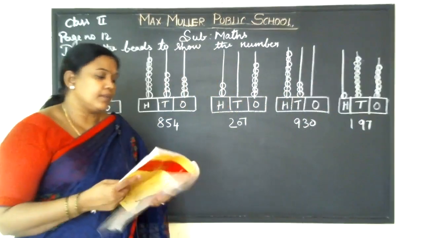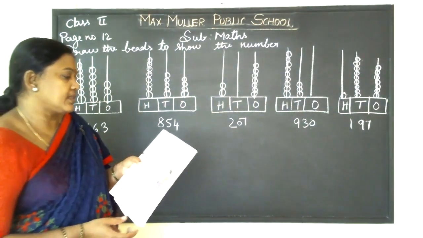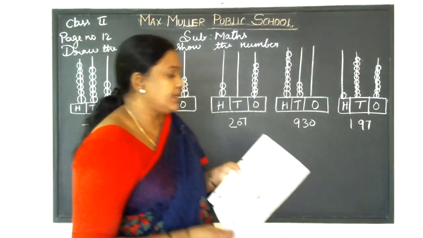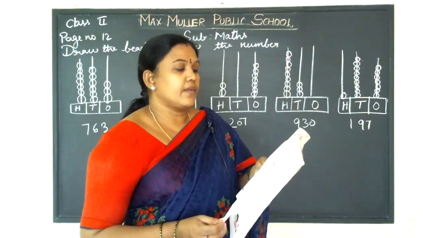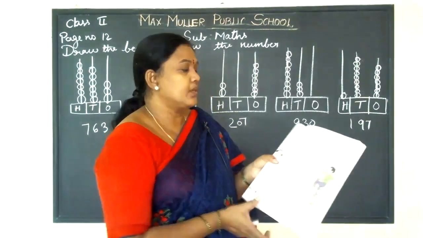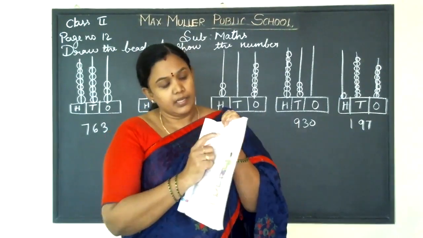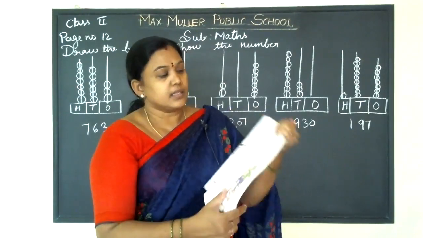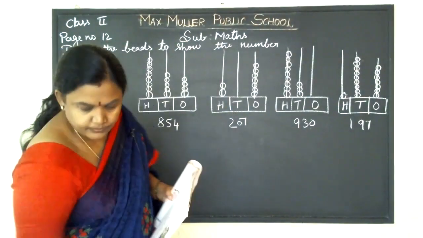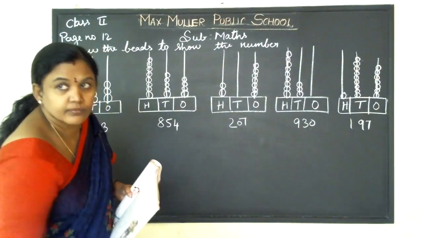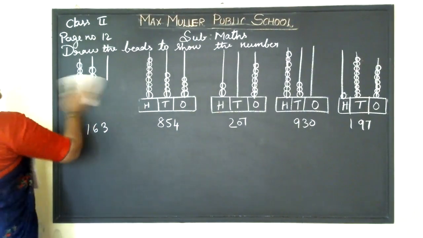Now write the number in expanded form. The given 137. One example they did. 1 is in the hundreds place, no children. 3 is in the tens place. 7 is in the ones place. So you want to put, if hundreds place, you write down here 100. Here 30. Here 7. Shall I write this?